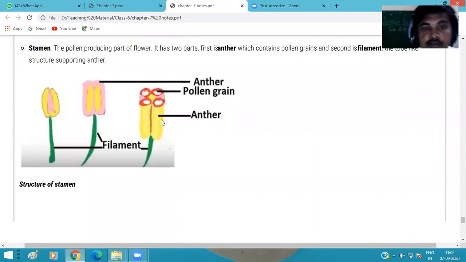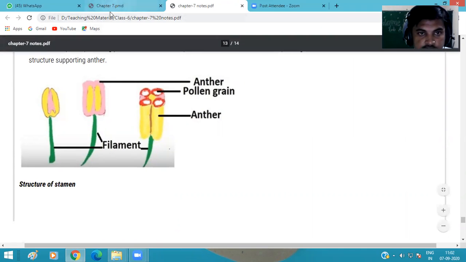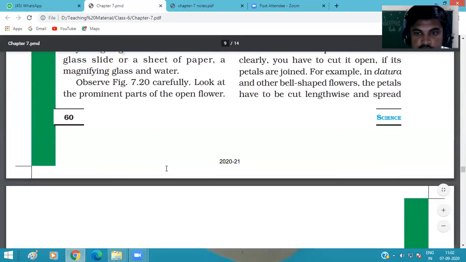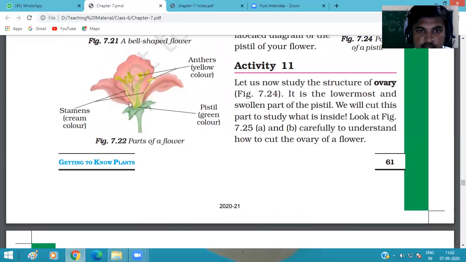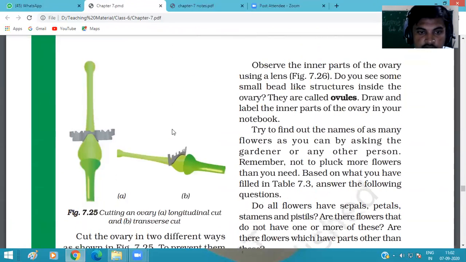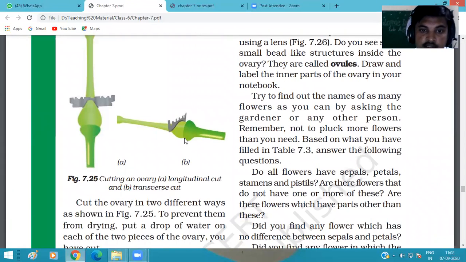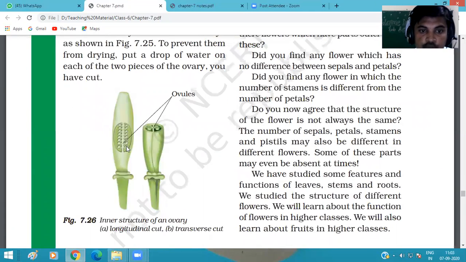So if you cut the different parts of the flower, you see them in your textbook also. These are the different parts of the flower. After cutting the ovary, you see the ovules in the ovary. Okay, these are the reproductive gametes.